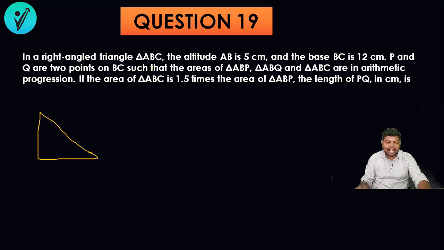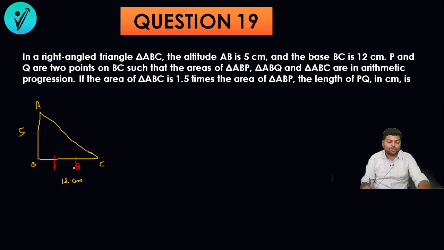In a right angle triangle ABC, the altitude AB is 5. So they have said that the altitude is AB, length of it is 5, and the base is BC, which is 12 centimeters. P and Q are 2 points on BC. So we have 2 points, one is P and another one is Q.